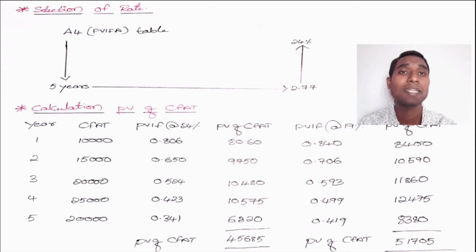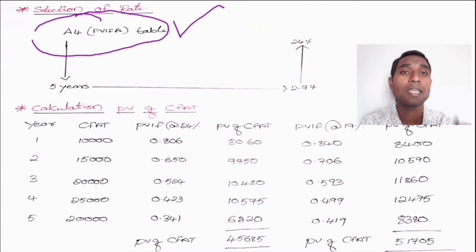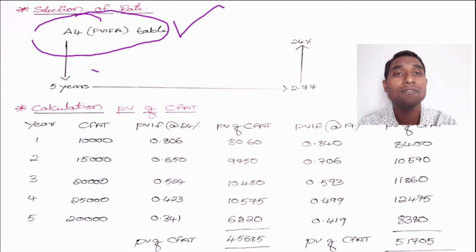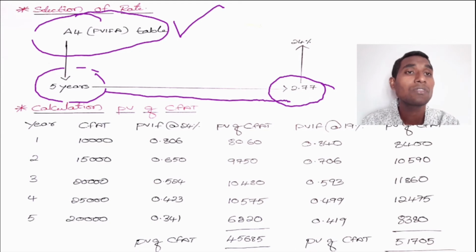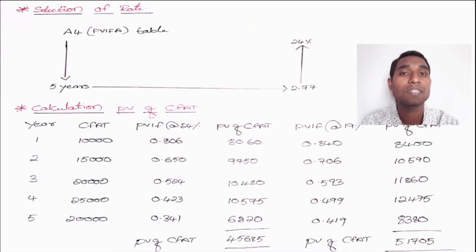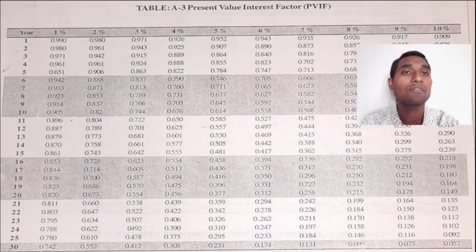Now how to select a rate? Go to the A4 table. For selection of rate, you always need to use the A4 table. Make a note of it. In the A4 table, the length of the project is 5 years, so for the 5 years you need to check where this 2.77 falls. That percentage you need to take. So let us do it. For 5 years, 2.77, let us check in the A4 table.